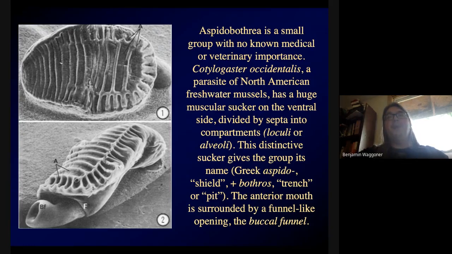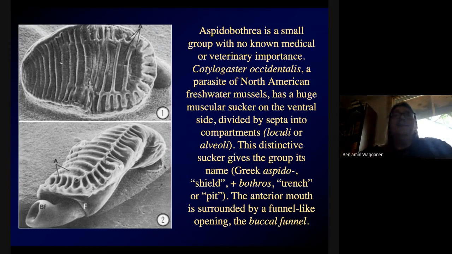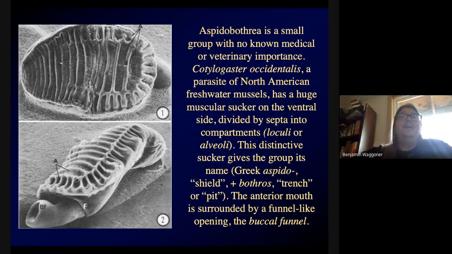Aspidobothria means shield with a trench, and now you can see why. That great big shield on the ventral side, that big sucker, looks like a shield that's got a bunch of trenches dug in it if you're on drugs.